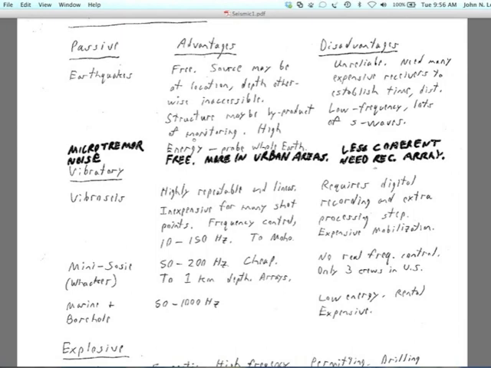There's another source that I added in here more recently, and that's microtremor noise. There's a lot of microtremor noise in urban areas, and what it tends to be is Rayleigh waves generated by vehicles hitting cracks in the road. A vehicle drives over a joint in the pavement, and there'll be a little impact of the tires against the far side of the joint, and that creates a seismic source that radiates a lot of Rayleigh waves.